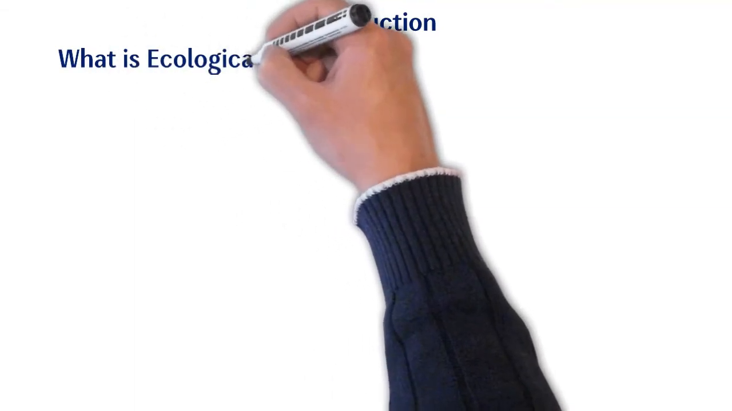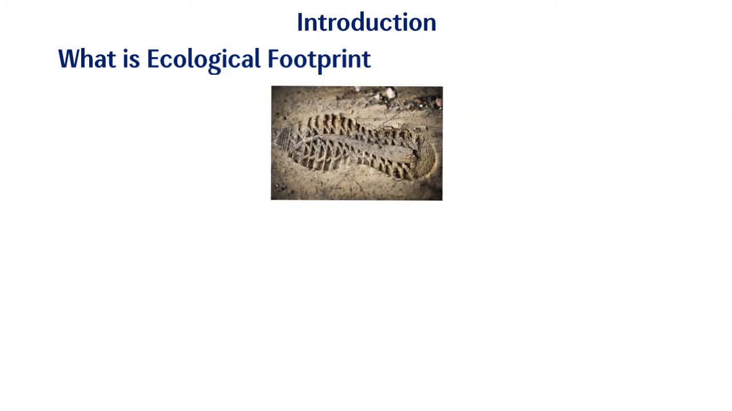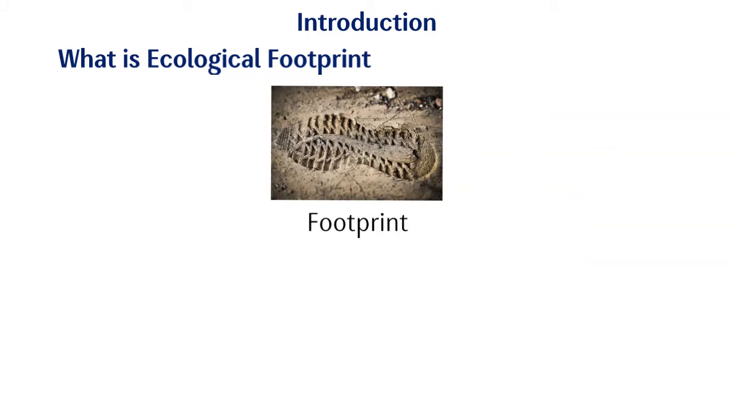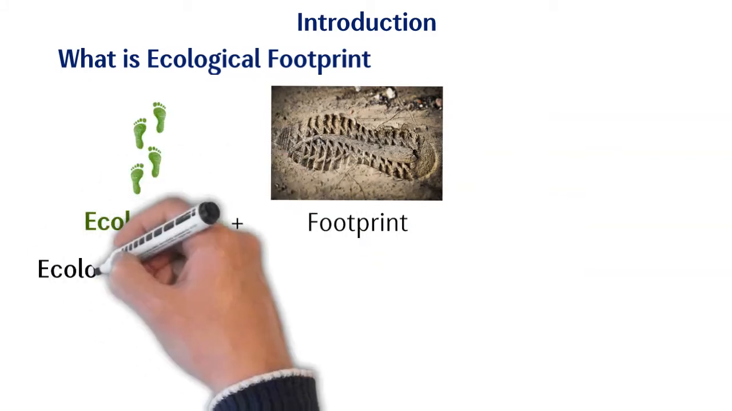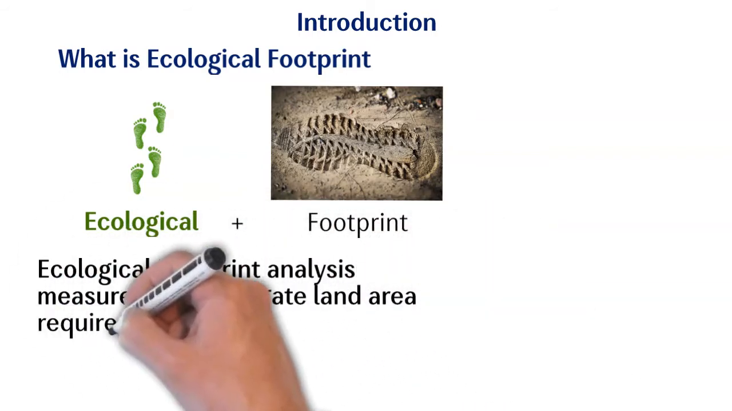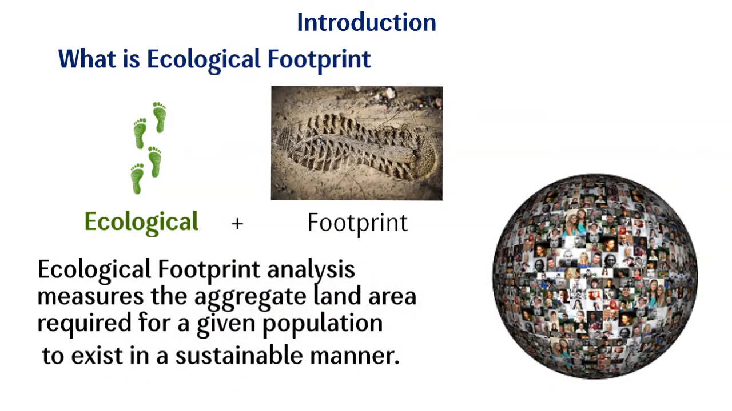What is ecological footprint? We know the impression left by a foot or shoe on the ground or a surface. That's the footprint. The only issue is what additional meaning the term ecological is adding to it. Ecological footprint analysis measures the aggregate land area required for a given population to exist in a sustainable manner.